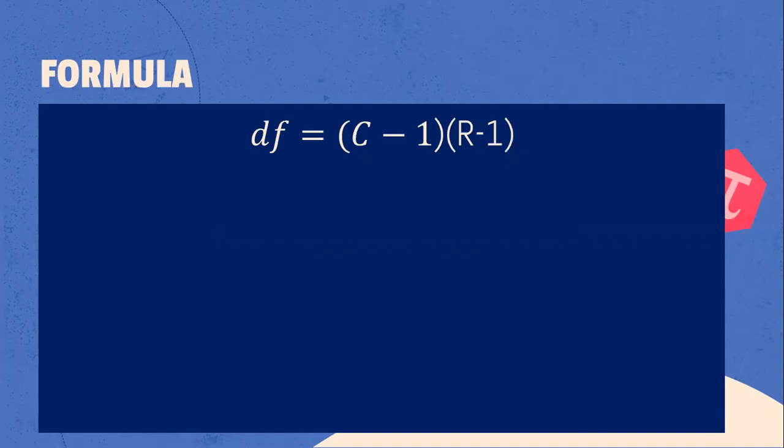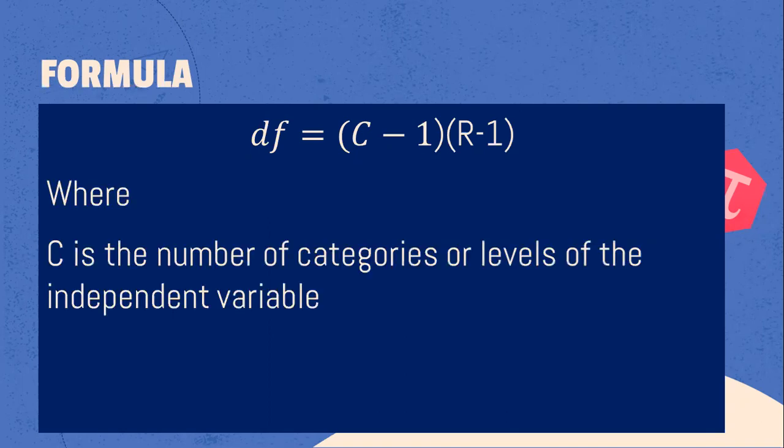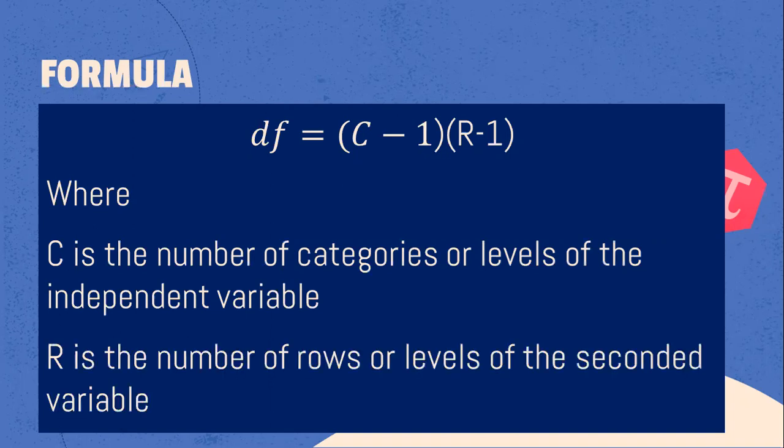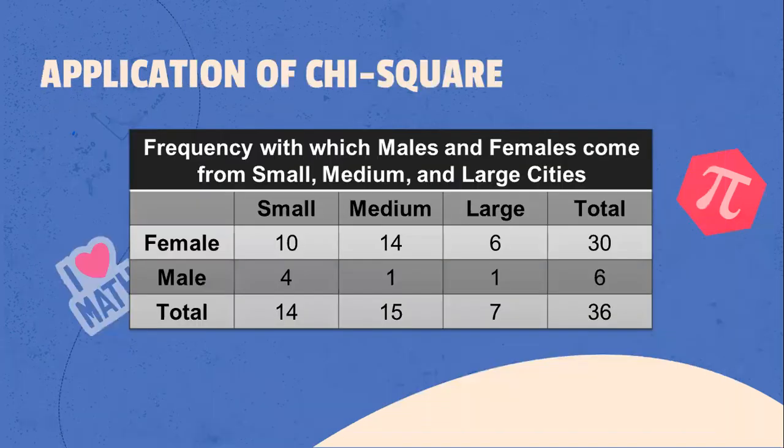Degree of freedom is equal to the quantity C minus 1 times the quantity R minus 1, where C is the number of categories or levels of the independent variable, and R is the number of rows or levels of the second variable.